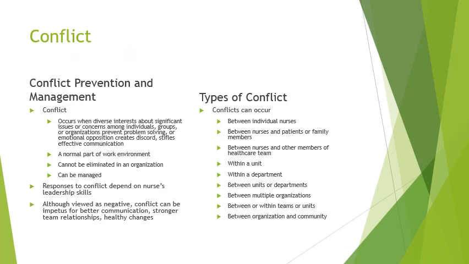The next piece we're going to talk about is conflict. Conflict prevention and management. Conflict occurs when diverse interests about significant issues or concerns among individuals, groups, or organizations prevent problem solving, or emotional opposition creates, distorts, or stifles effective communication.